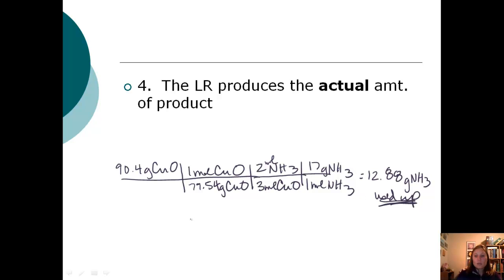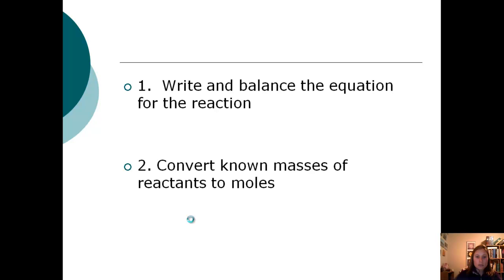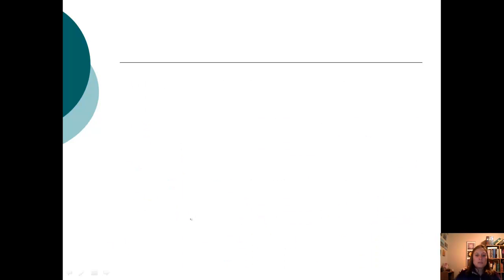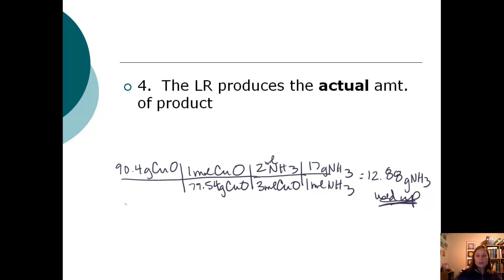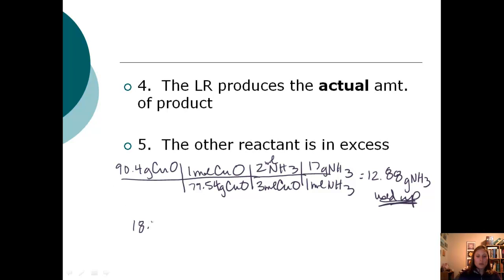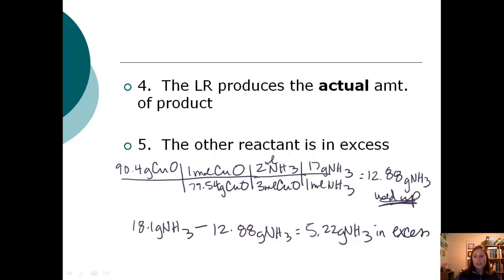Okay, and now we need to take what we started with, which of course I don't remember either, 18.1. So we know that we started with 18.1 grams of ammonia. We used up 12.88 grams of ammonia, and now we can figure out how much is left. 18.1 minus 12.88. We're going to have 5.22 grams of ammonia in excess, or left over, or however you want to say it.